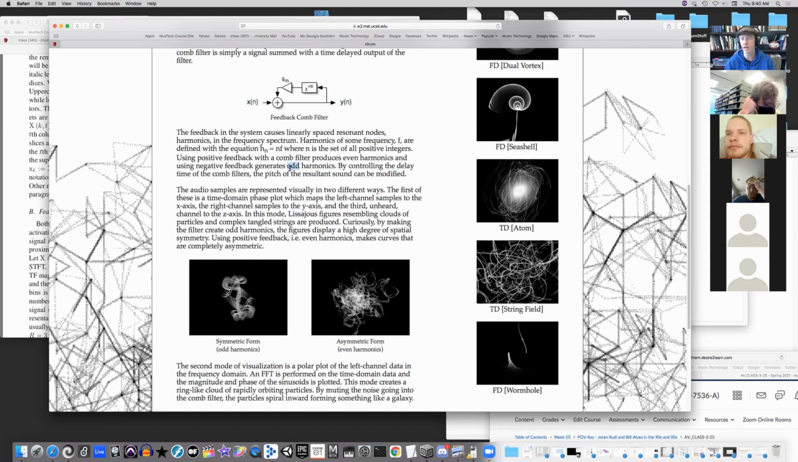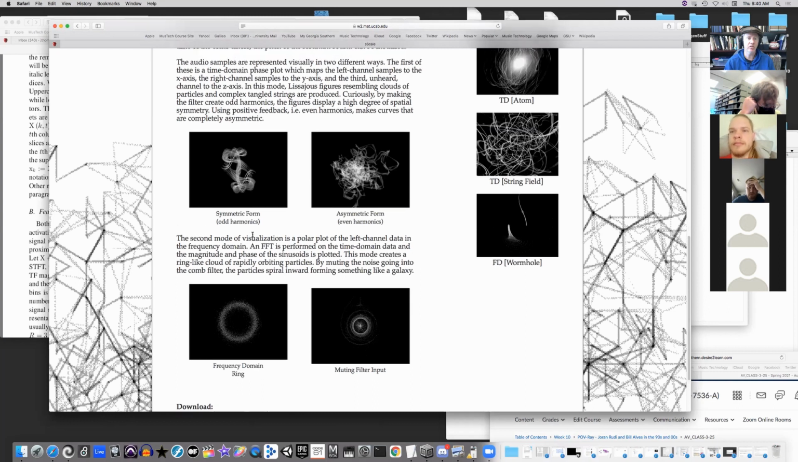And the pieces we're going to look at basically deal with that phenomenon, a very simple and low-level phenomenon. By controlling the delay time of the filters, you can change what the pitch is. So if your delay time is short enough, then you actually get pitches that are definable.